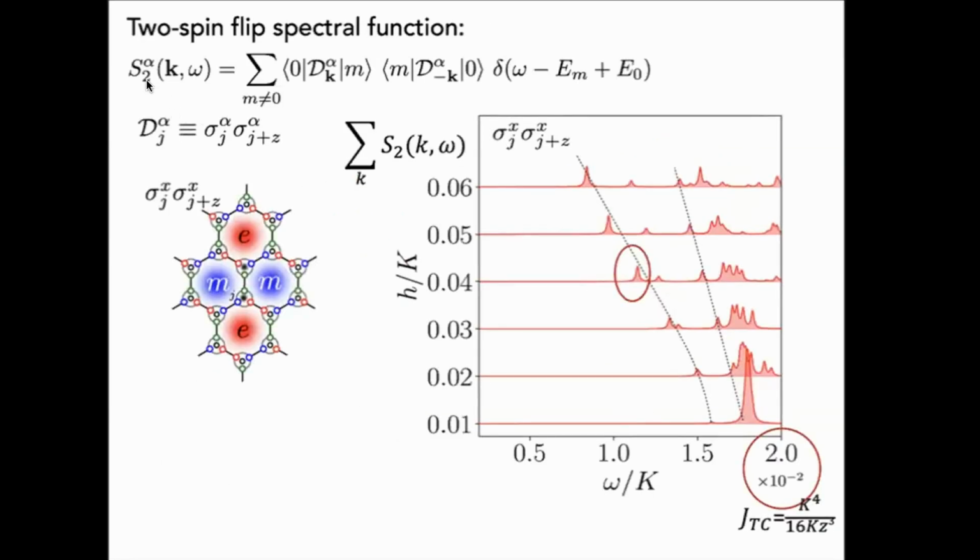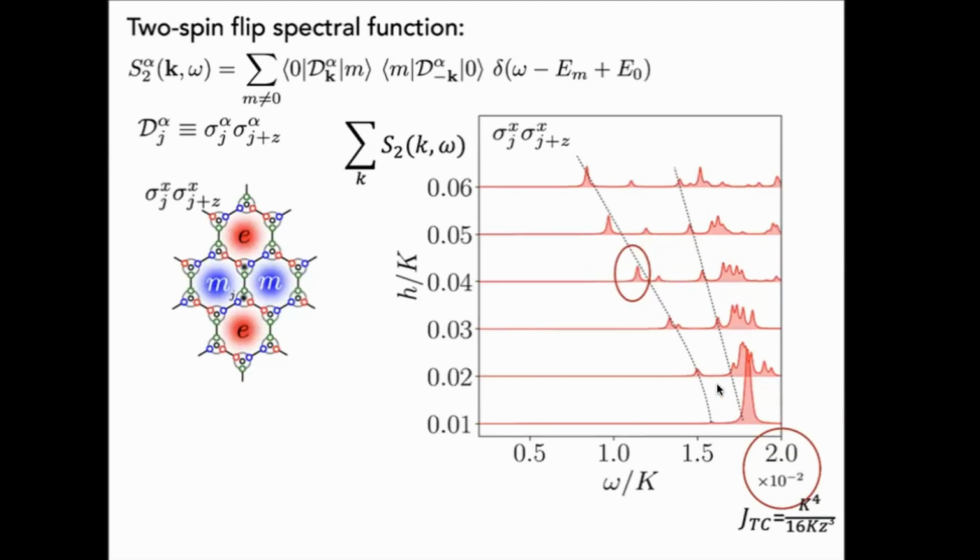So this is the quantity I'm calculating. I'm looking at a dimer here. Let's say the Z bond on which I'm flipping sigma x on a Z bond. Okay, so that's my dimer. I look at this dimer at time 0, dimer at a later time, Fourier transform, and that gives me S2 of K and omega.